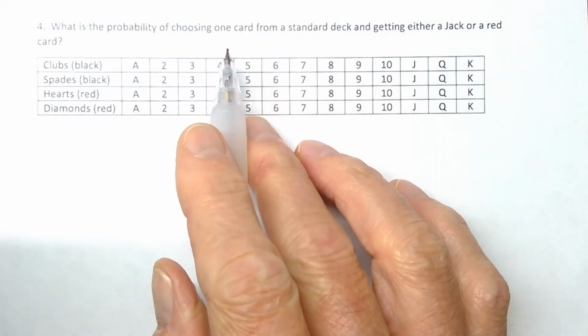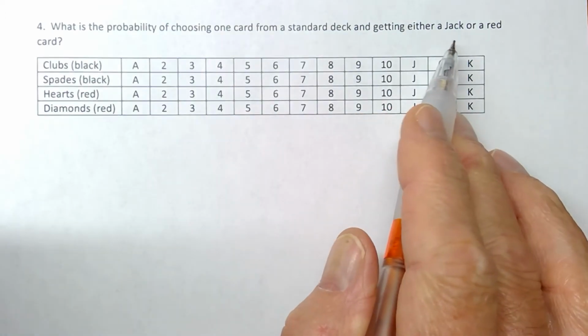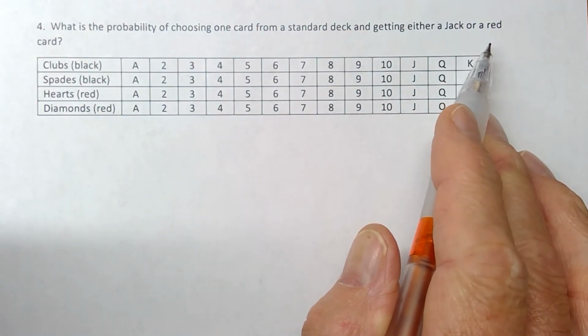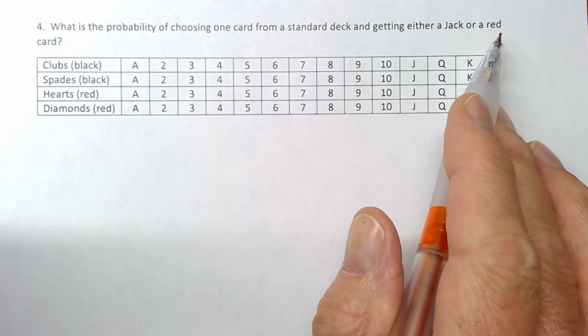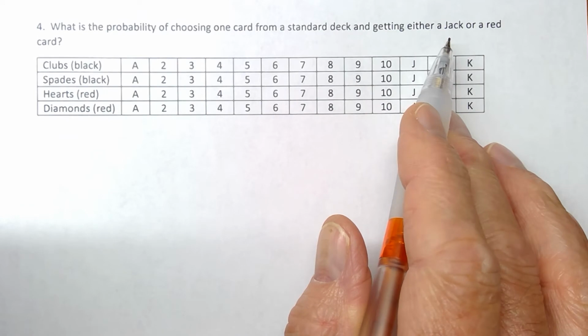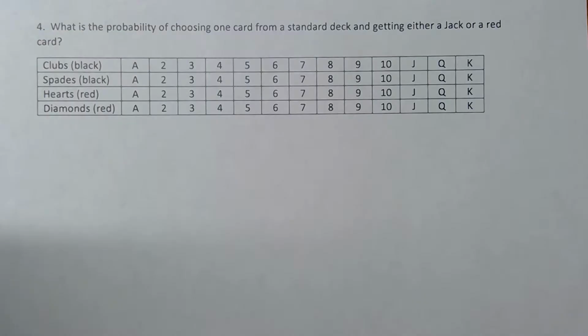All right, what about this one? Let's change it just a little bit. Draw one card. What's the chance of getting a jack or a red card? So you get a prize if you draw a jack or a red card, either one. If you draw a jack, you get a prize. If you draw a red card, you get a prize. Let's calculate this probability.